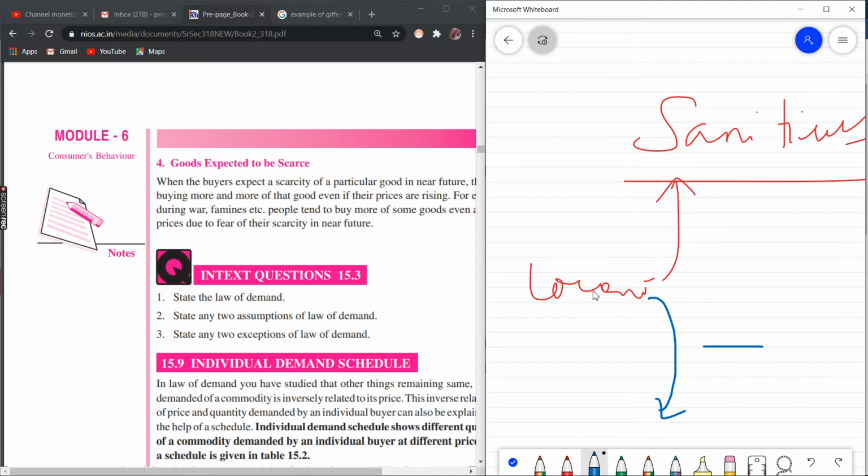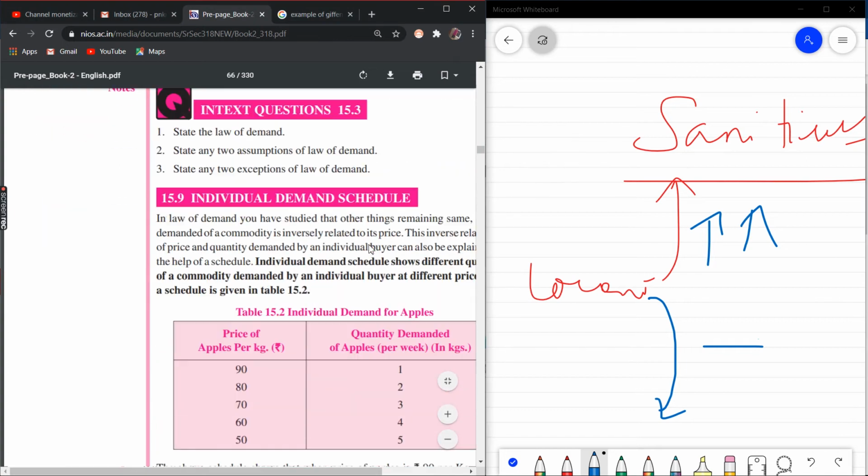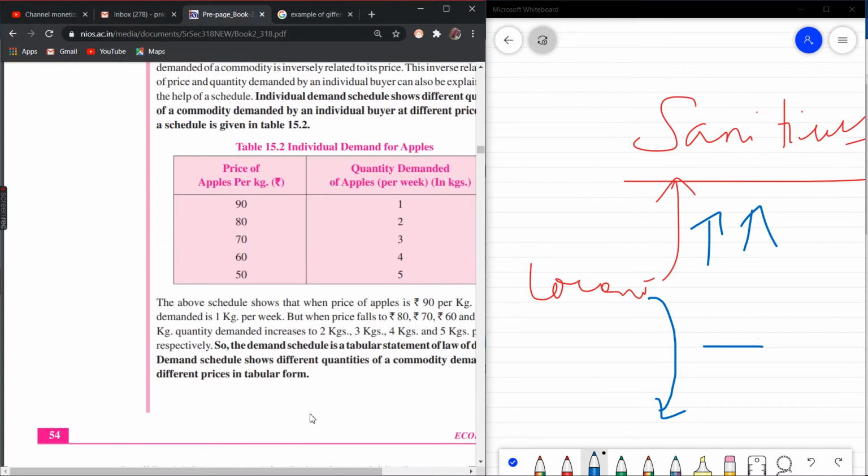People think that due to corona, there will be a scarcity of resources like medicine and sanitizers, so people tend to buy more. In such cases, even though there is a hike in price, people will start buying. Okay, this was the perfect example. So we have completed the law of demand. I hope you are clear with it. In case of any doubt, please don't hesitate to ask me.